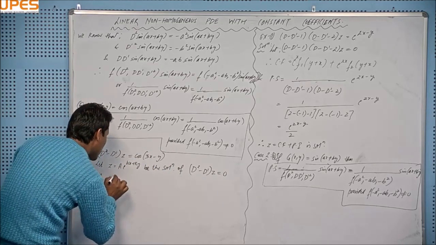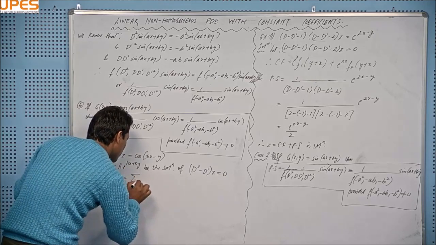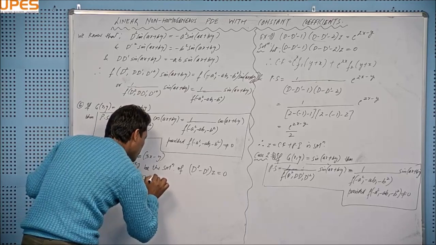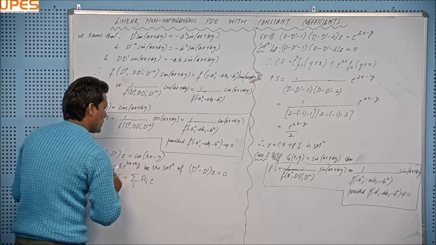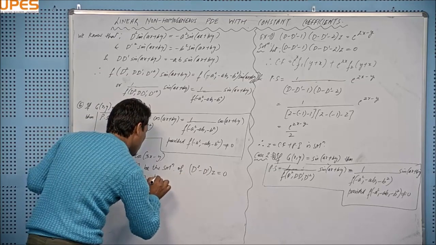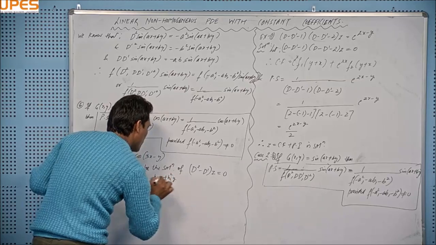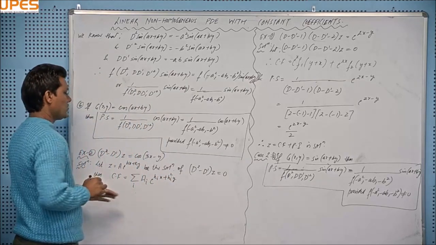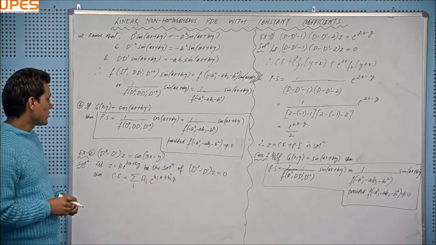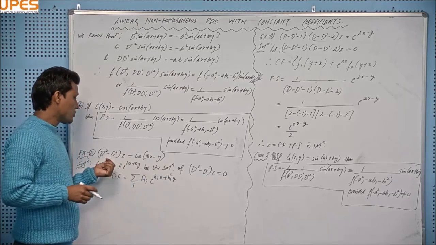Then I am writing directly the CF. CF is equal to the summation of a_i e to the power (h_i x plus k_i y), and h square is equal to k, so h_i x plus h_i square y, where h and a are arbitrary constants. This is the CF for this equation.